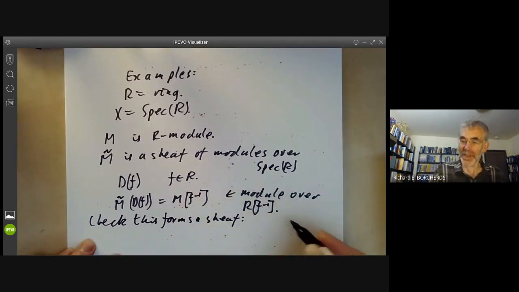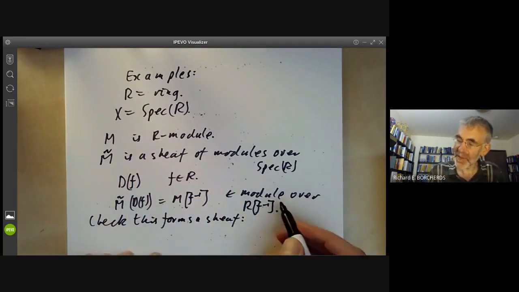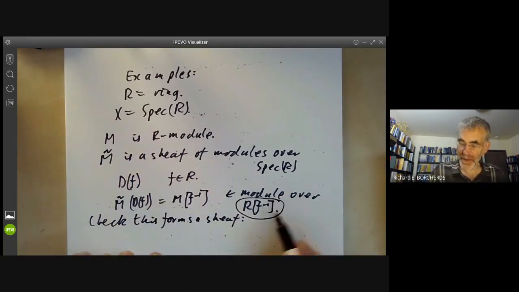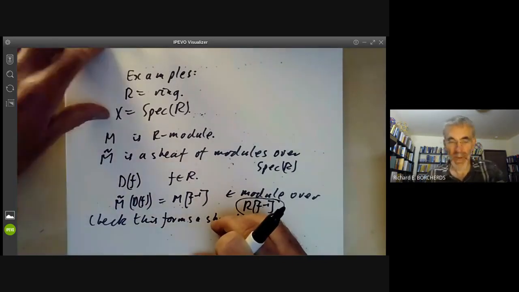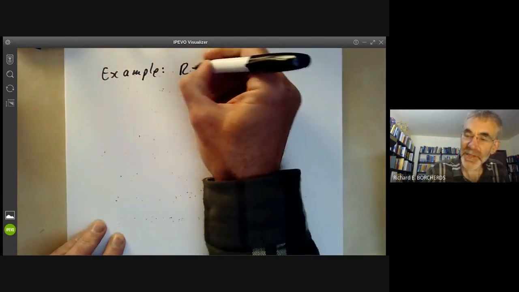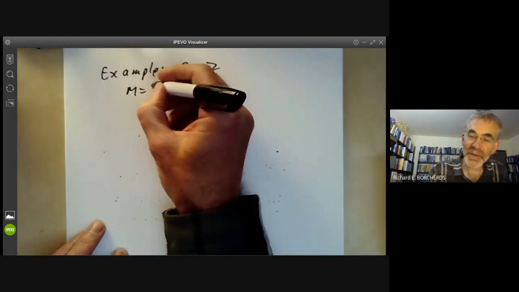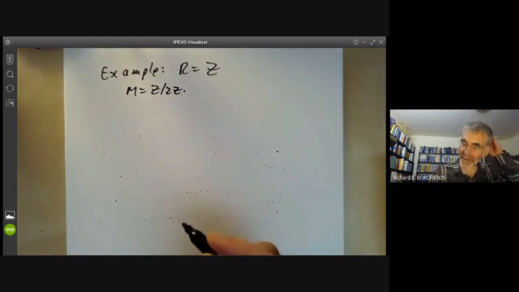Well, this is similar to the proof that defining the value on D(f) to be this forms a sheaf. For example, if we take R to be the integers, let's take the easiest non-trivial example, and we might take M to be Z over 2Z, then we get a sheaf.